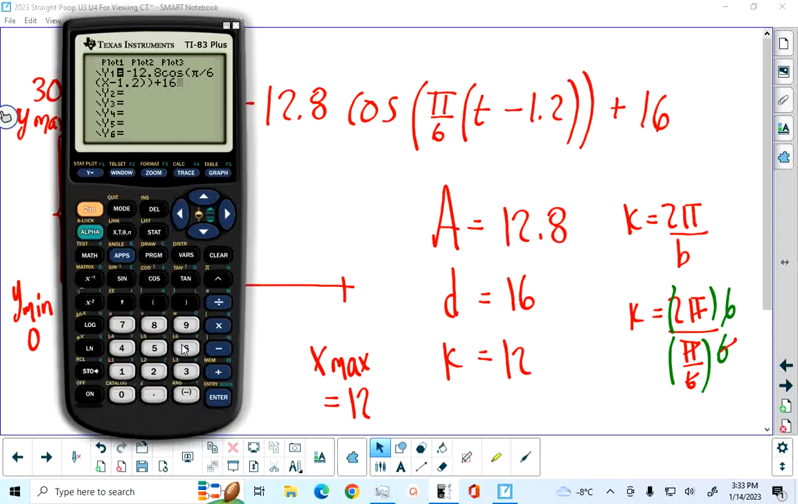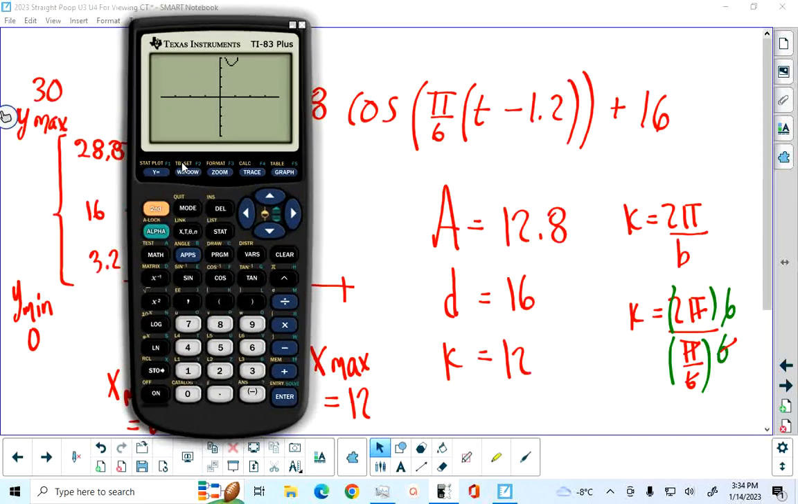So if I were to graph right now, I may not see anything that's useful. Now, I kind of lucked out here because I happen to have some window settings that are appropriate. If I had gone Zoom 6, which is standard, I get something which is maybe useful but not really appropriate. By the way, if I go Zoom Trig, I might not see anything. I don't know. Well, there's a little bit of it.